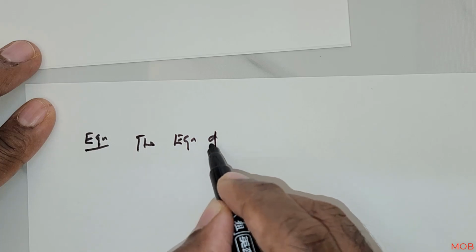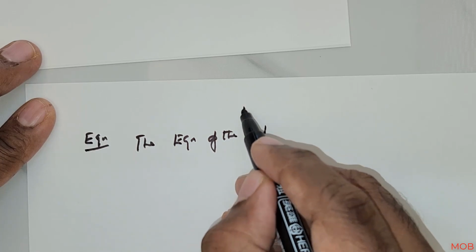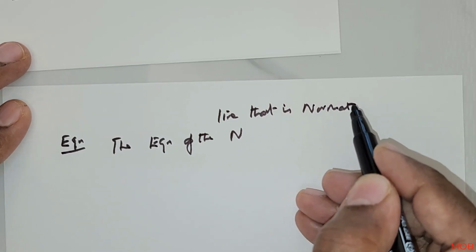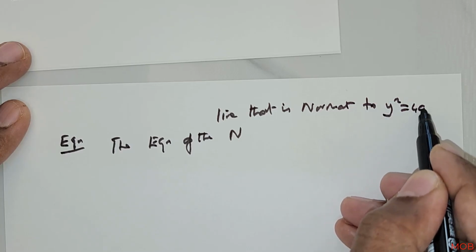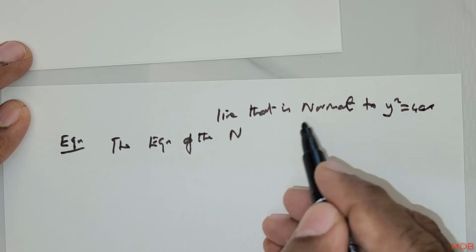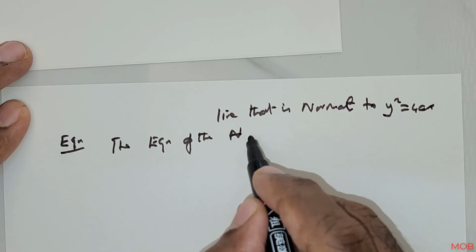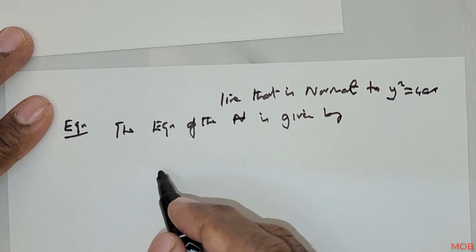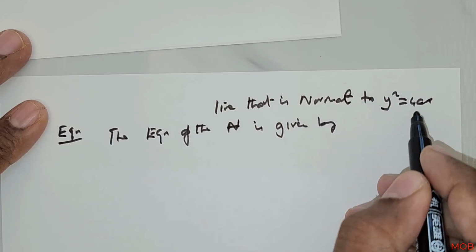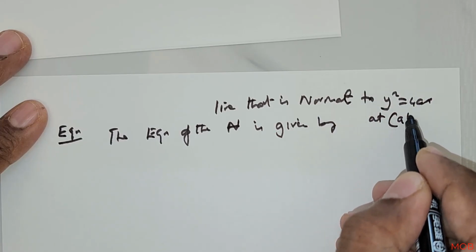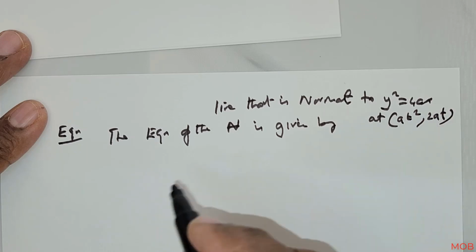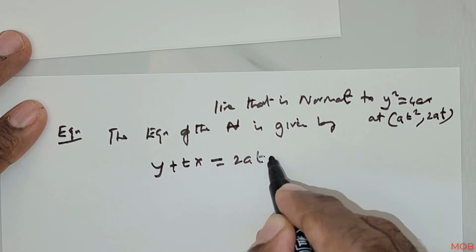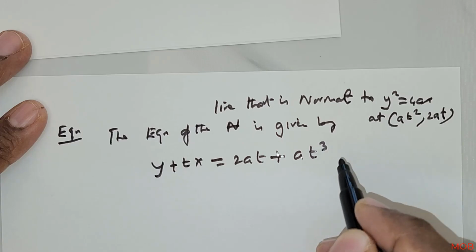The equation of the line that is normal to y² = 4ax is given by, so this is the formula. The normal to y² = 4ax at the point (at², 2at) is given by y + tx = 2at + at³. So this is the formula.